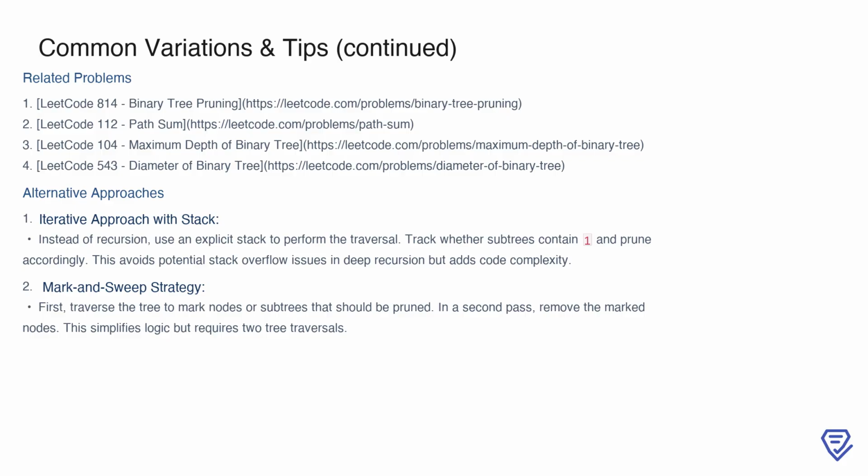Now, moving beyond recursion, there are alternative approaches to consider. One option is an iterative approach using a stack. This avoids the risk of hitting stack overflow in deep trees, but it typically requires more code and careful tracking of state, such as whether a subtree contains a 1. Another approach is the mark-and-sweep strategy. Here, you first traverse the tree to mark nodes or subtrees that should be pruned, then perform a second pass to remove them. While this simplifies the pruning logic, it does require 2 full tree traversals instead of 1.